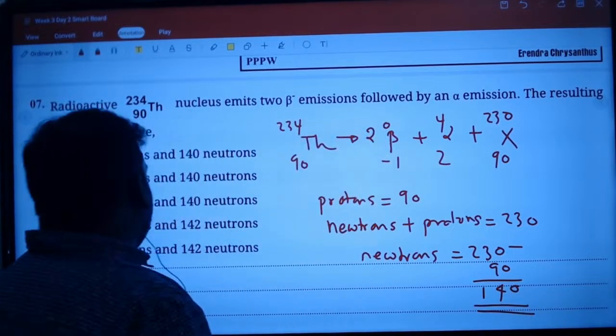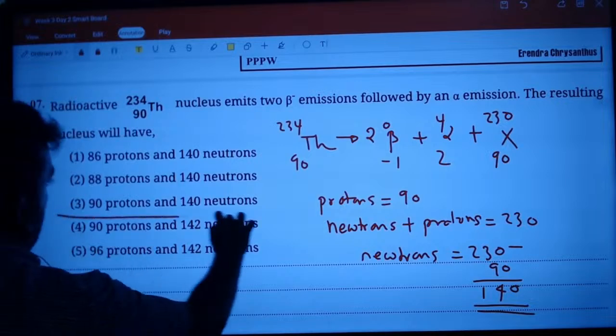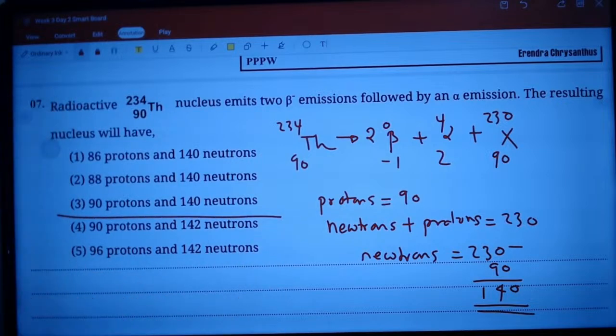140 neutrons, 90 protons. Correct answer is answer number 3.